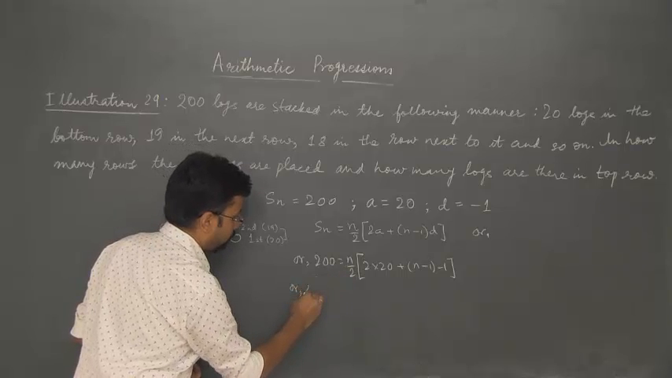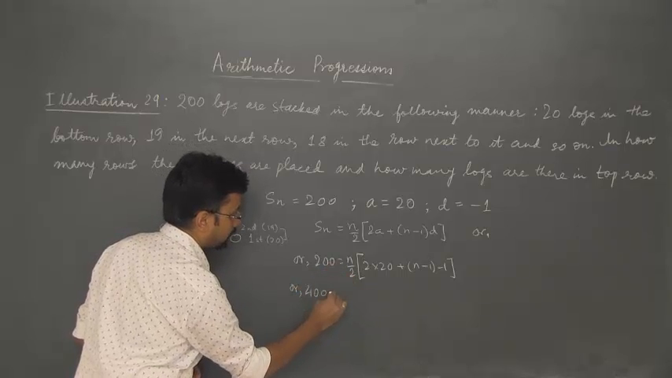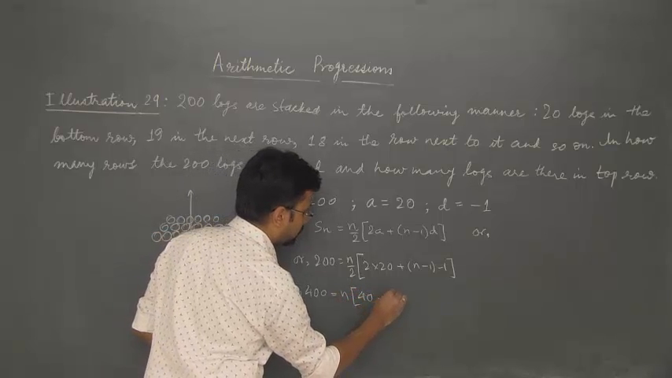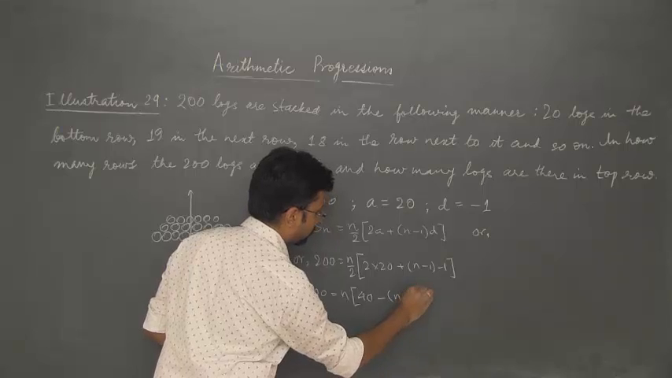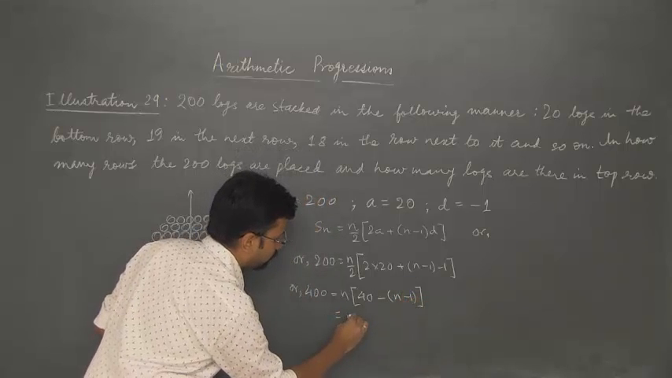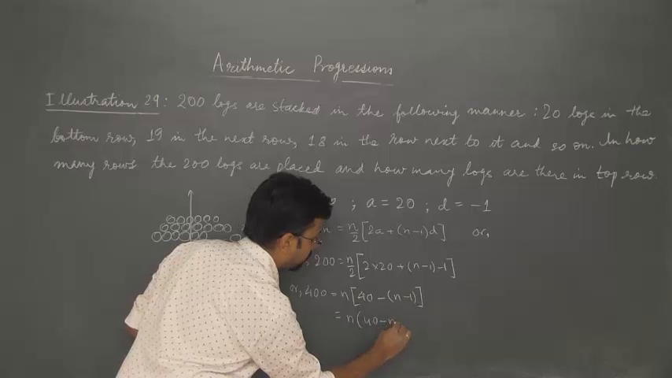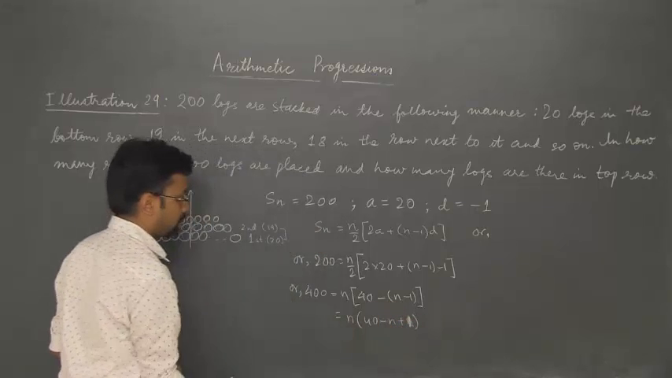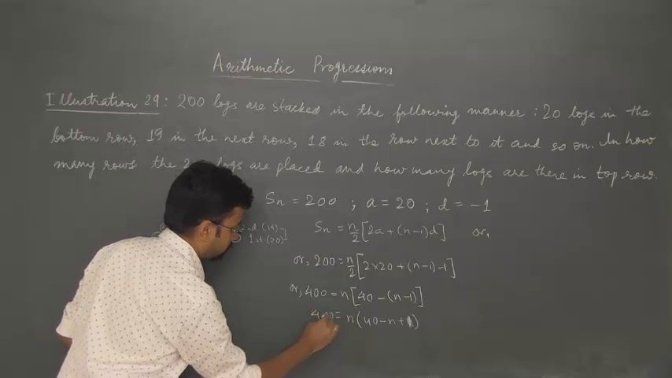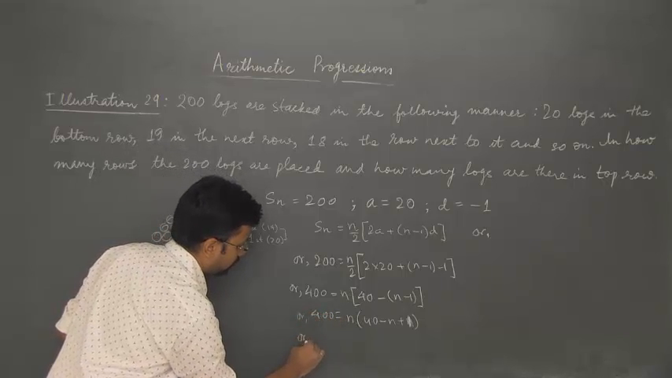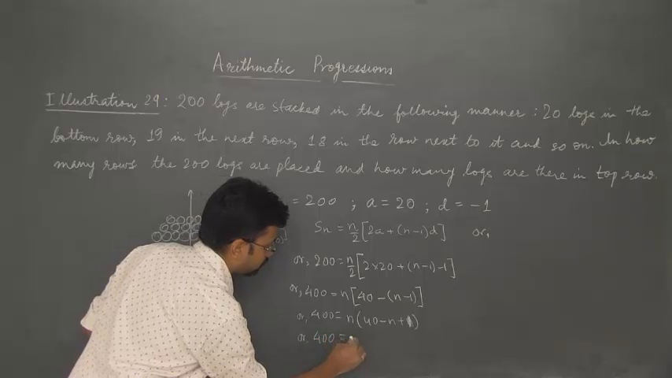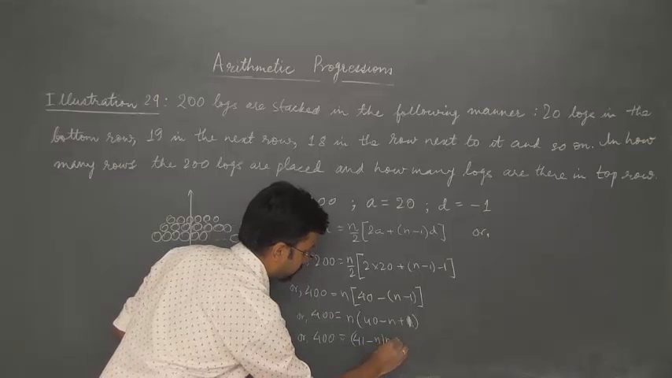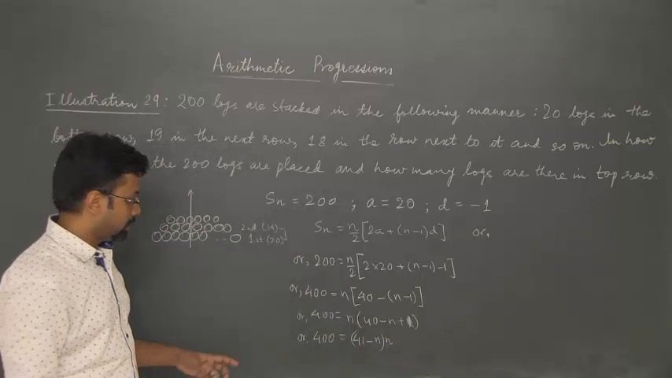What do we get now? 400, we bring the 2 this side, is equal to n into 40 minus n minus 1, which is equal to n into 40 minus n plus 1. Or we get 400 is equal to 41 minus n into n, right?